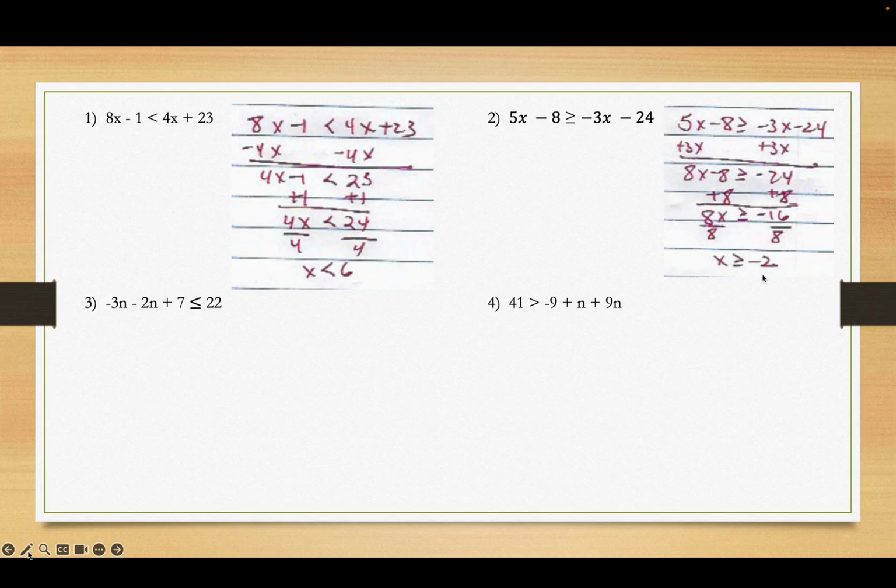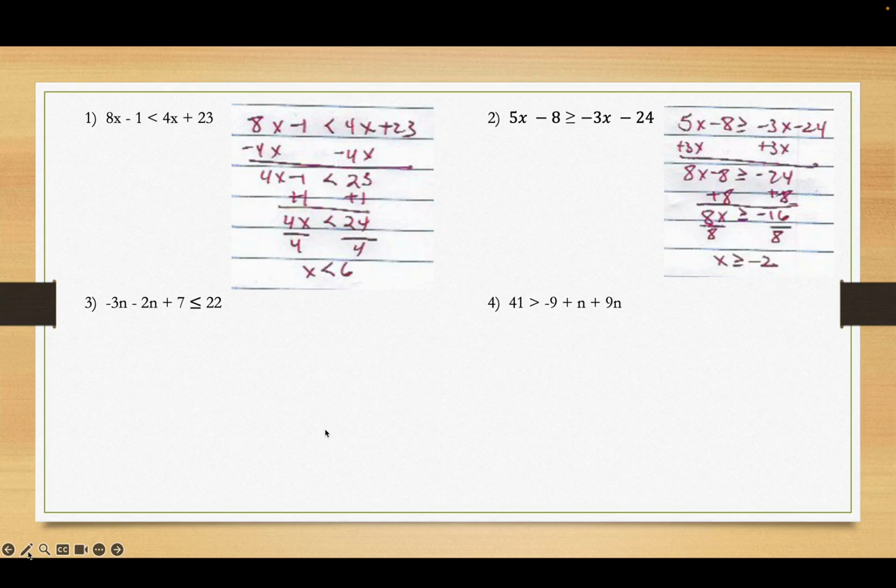So how come the negative 2 is an answer in number 2, but not 6 in number 1? The reason's really simple. In number 2, the answer is not strictly greater than. It's greater than or equal to, so you could equal the negative 2. In number 1, that answer is strictly x is less than 6. There is no line underneath to say or equal to.